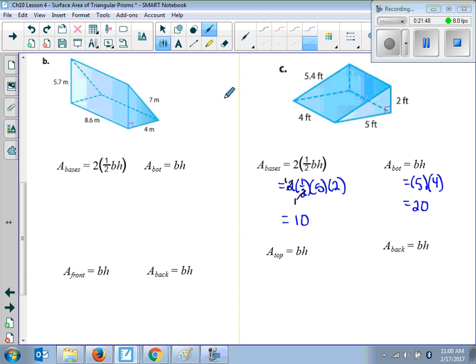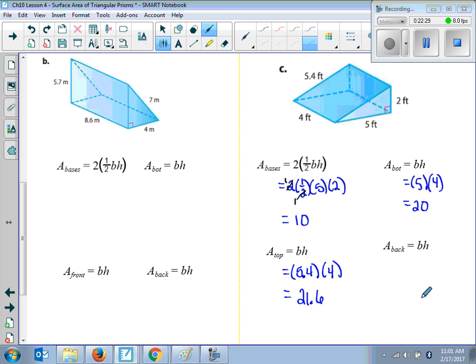All right, so now we have this top face. The top face right here is also a rectangle, which is base times height. So we're going to multiply the base, which is 5.4, times the height, which is 4. Good. So that's 5.4 times 4. So this is going to be, what was it? 21.6. And that's again going to be feet squared.